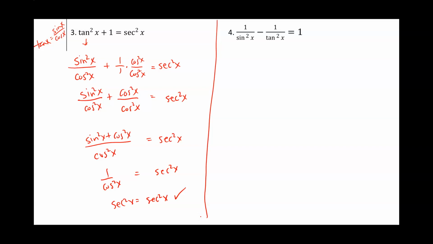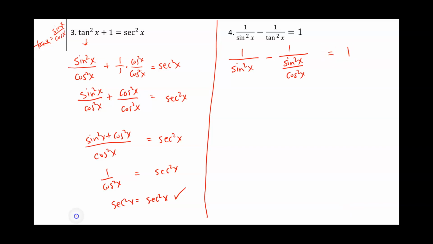Number 4, this one is I think a little more complicated. We have 1 over sine squared x minus 1 over tan squared x equals 1. So the first fraction we can't do much with. I'm going to leave that as 1 over sine squared of x. Now the tangent is going to be sine over cosine. Always replace tangent with sine over cosine. And because it's a square, it'll be sine squared x over cos squared x, and that equals 1.